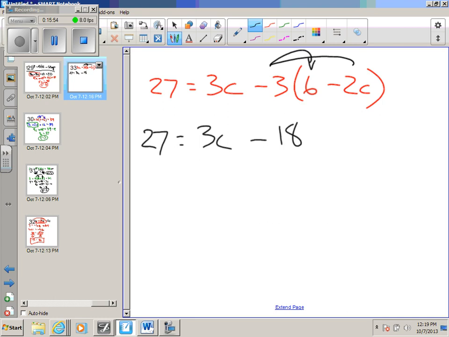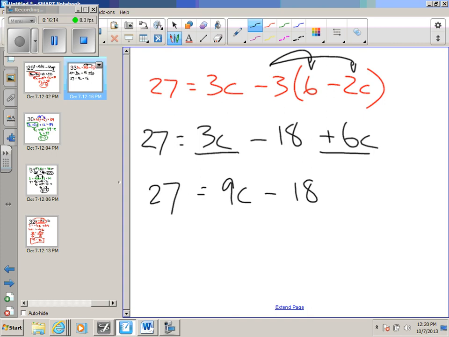The negative 3 times the negative 2C is now a, okay? Do a little cleaning up. That's a positive 3C. That's a positive 6. Gives you a what? Do what? Add 18 to both sides. 45 is equal to 9C.